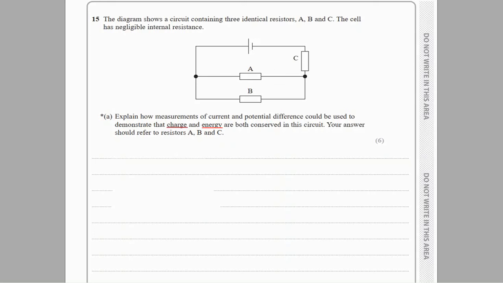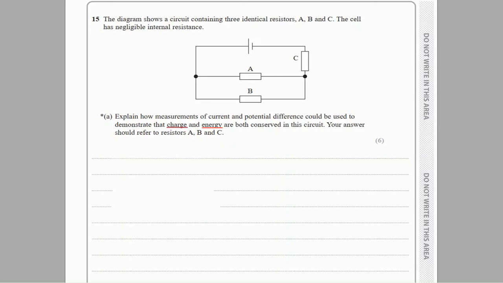You might be wondering, how do I start? How do I know if charge and energy are conserved? There is a layer and you have to look one layer down, and that is current. Current is the rate of flow of charge. If current is conserved, then charge is also conserved. So you have to talk about current.